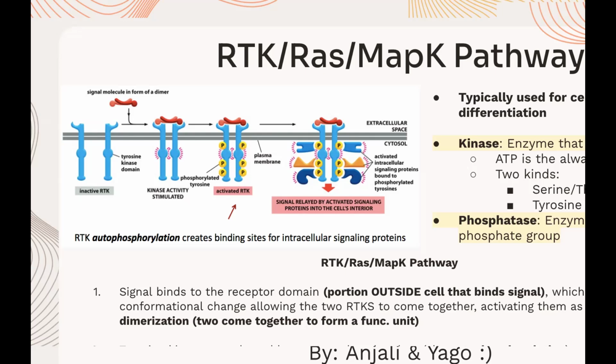So signal comes in, 2 RTKs bind together. Now it allows them to cross-phosphorylate each other, which means they add a phosphate to each other, right? And this doesn't always mean that we're turning something on. I really want you to get that in your head. Adding a phosphate to something does not always mean that we're turning something on. It's just changing the chemistry somehow.